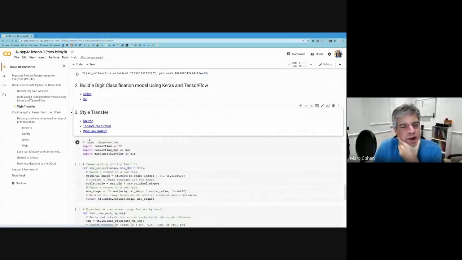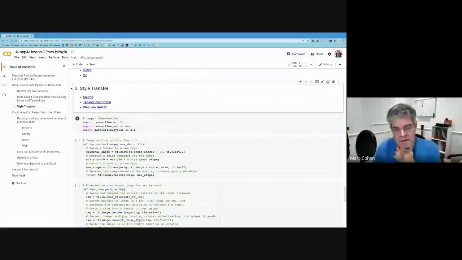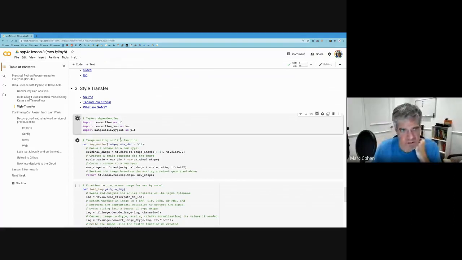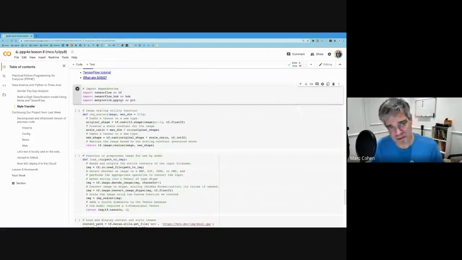It's called style transfer. And I don't know how many of you may have seen this, but it's where you take an image and then you apply an artistic style from another image, and then it sort of morphs the two into a stylized version of the original image. So let's try it out. We'll import some dependencies, and again, we're importing TensorFlow Hub and Matplotlib to do the displaying of the images.